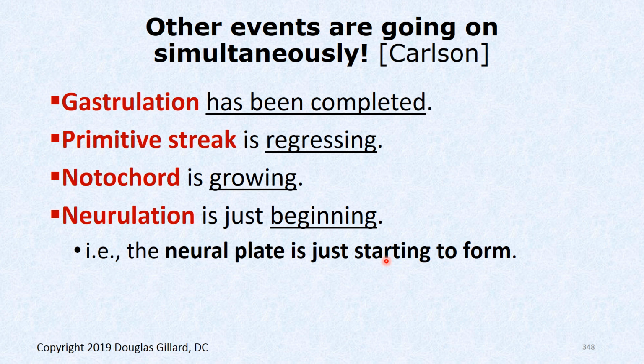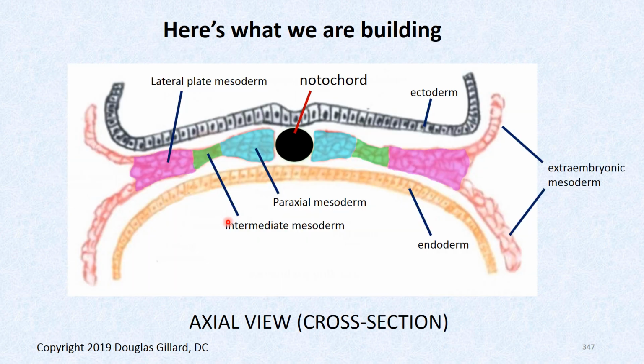So there are some other events going on simultaneously. Now, gastrulation, we said, has been completed. And as I kind of said already, the primitive streak has already fully formed, but it's regressing. Remember, it's starting to shrink away. As it shrinks away, the nodal cord is elongating. Neurulation is just beginning, just starting to form a neural plate right here. We talked about that in the last videos. I could have colored that in, but see, it's starting to bend.